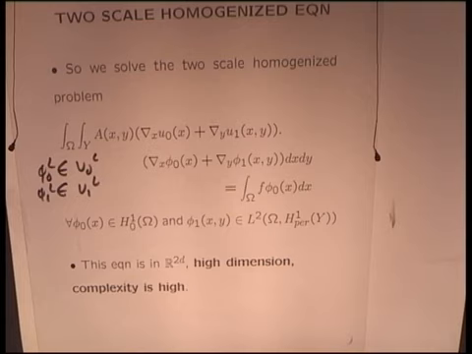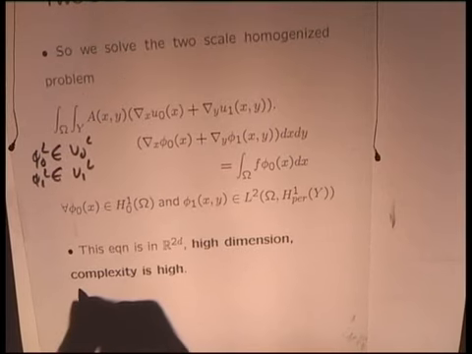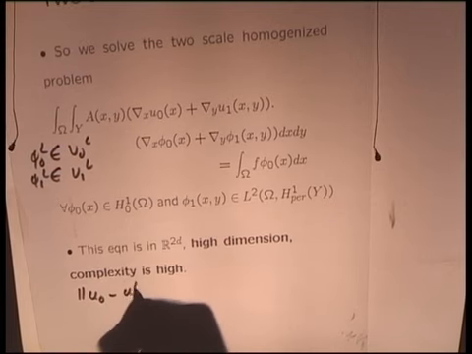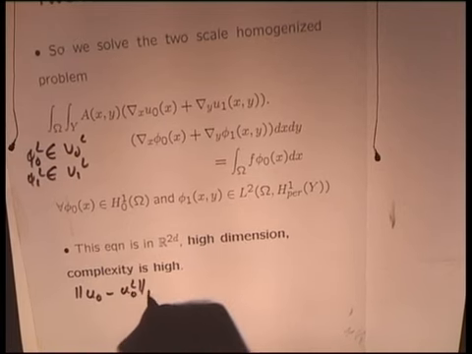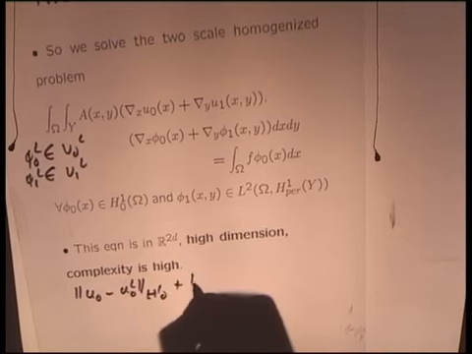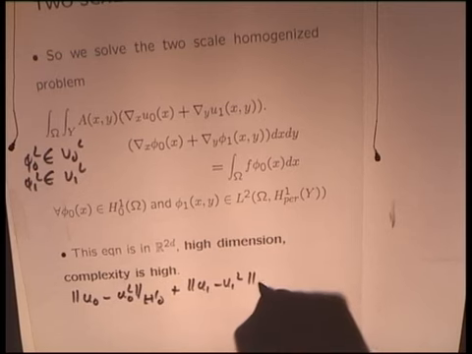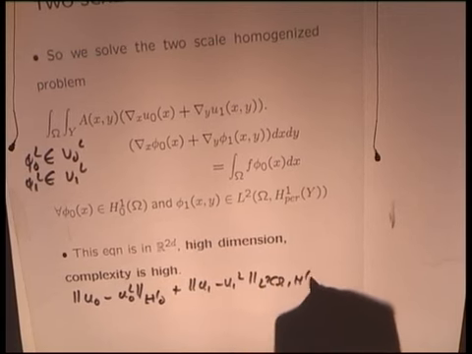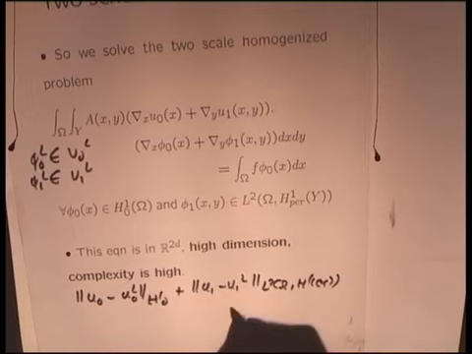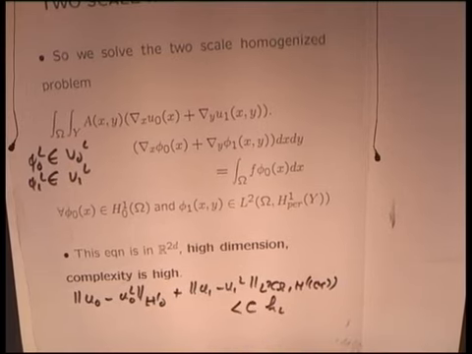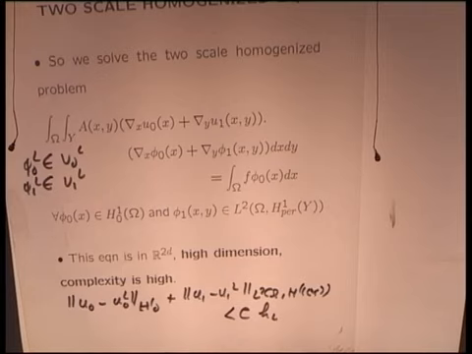So if we assume some regularity for U0 and U1, we can also find a rate of convergence. The rate of convergence for U0 minus U0L in H1 and U1 minus U1L in L2 H1 of Y is just C times hL, where hL is the mesh size, and it is well known.